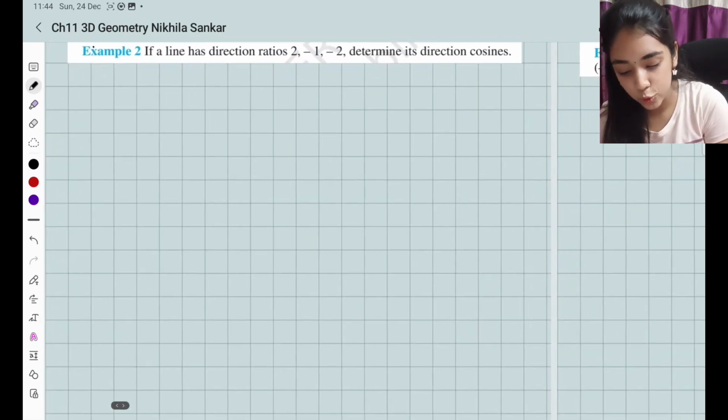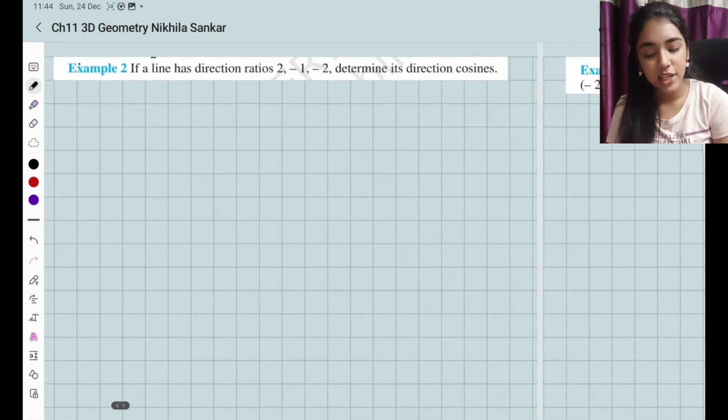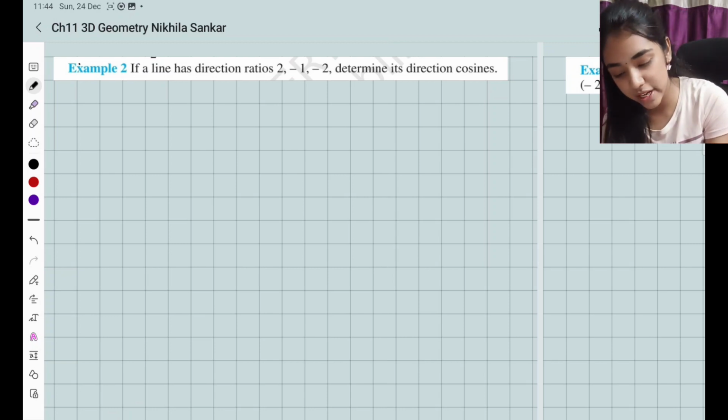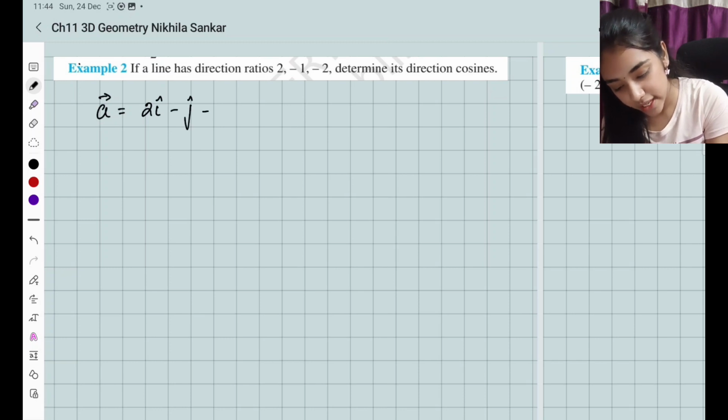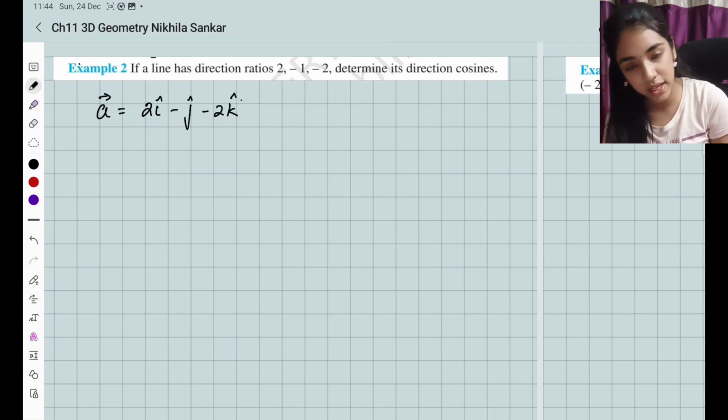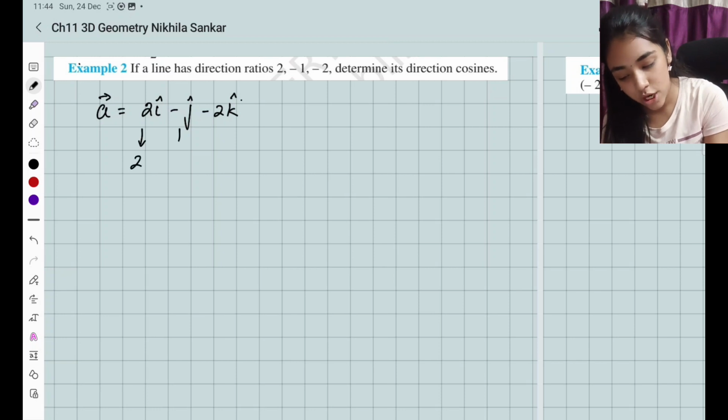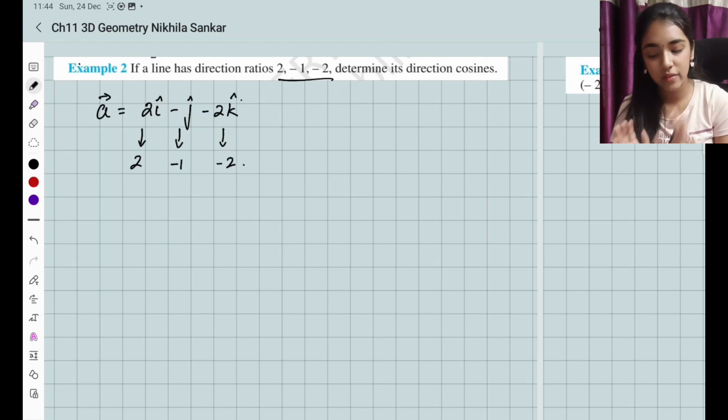Now example 2. If a line has a direction ratio 2, minus 1, minus 2, அப்படினா என்ன அர்த்தம், direction ratio னா என்ன? So you have some vector a which is written in terms of 2i cap minus j cap minus 2k cap. கரெக்ட்டா? இதுல இருந்தானே direction ratio எடுக்கிறோம், 2, minus 1 and minus 2. இதுதான் questionல கொடுத்திருக்கான். So I have written the vector.